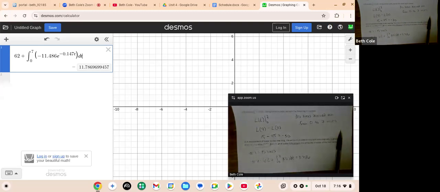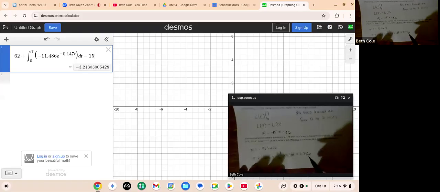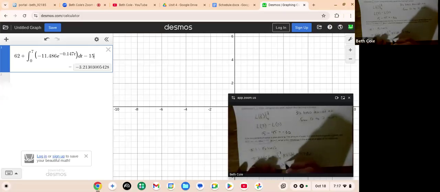Now, that's not the final answer to the question, though, because it said, what is the difference in the amount? So I'm going to take that 11.786 and subtract, I'm going to just keep typing here, the 15 that was in the other tank. So the difference between the tanks is 3.213 liters.